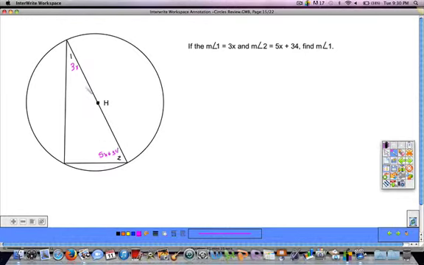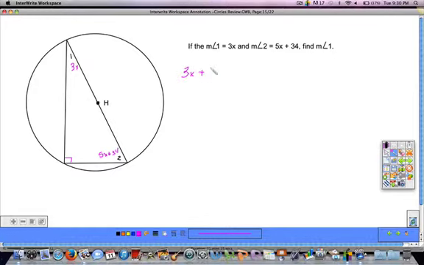But you do know that this is a diameter. If that's a diameter, this is an inscribed angle, so that must be 90 degrees because it's got to be half of this arc. So if that's 90, then the three of them together add up to 180. Or you could just say that 3x and 5x plus 34 must add up to 90, because if this is already 90, it's 180 minus 90. I'll do it both ways just to make sure you get it.